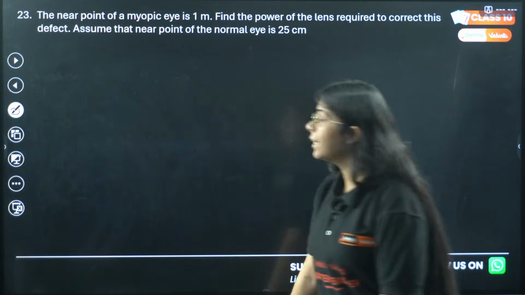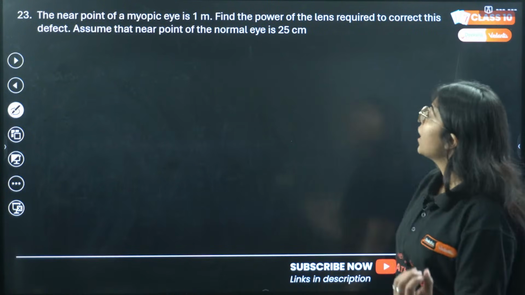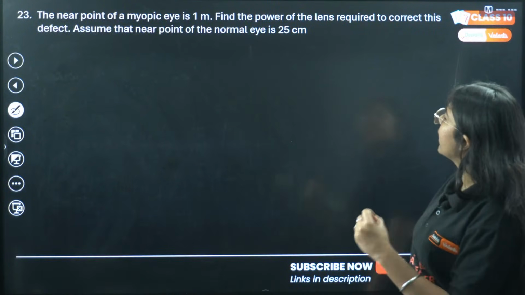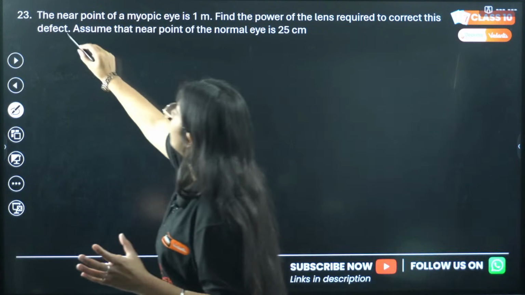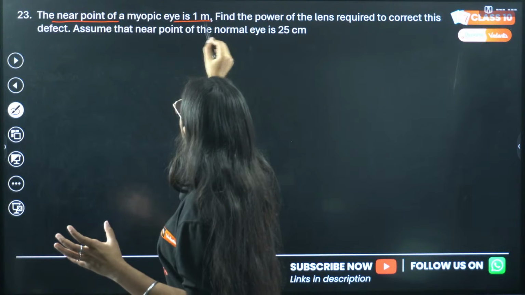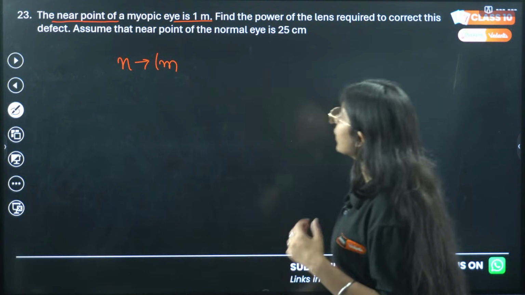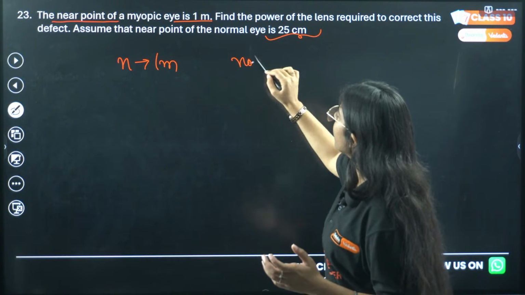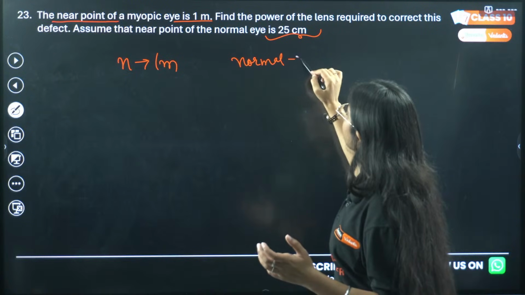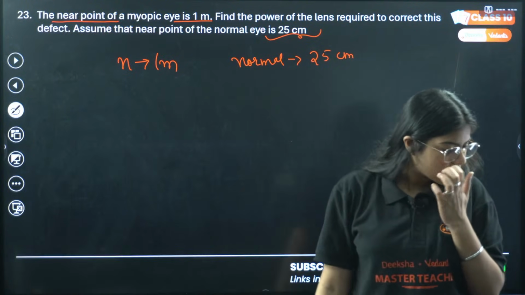It says the near point of a myopic eye is 1 meter. Find the power of the lens required to correct this defect. The near point is 1 meter. Assume the near point of the normal eye is 25 centimeter. For normal eye, it is 25 centimeter. Can you solve this and let me know the answer?